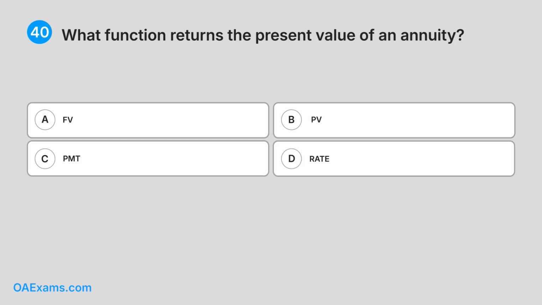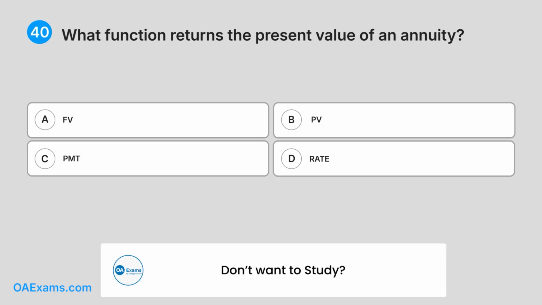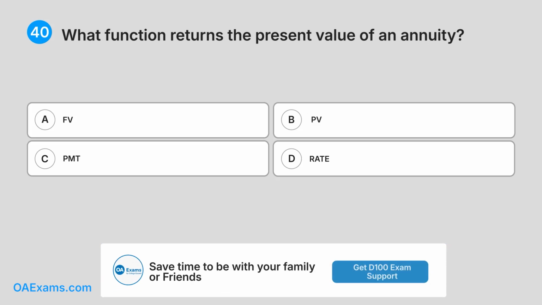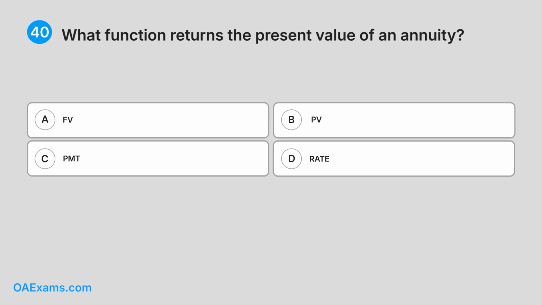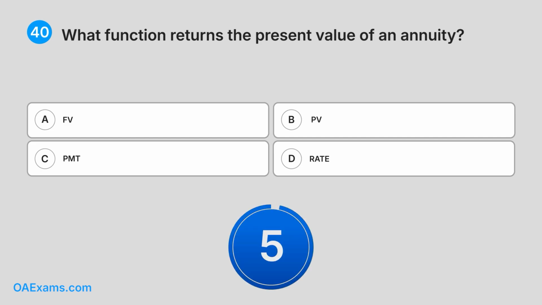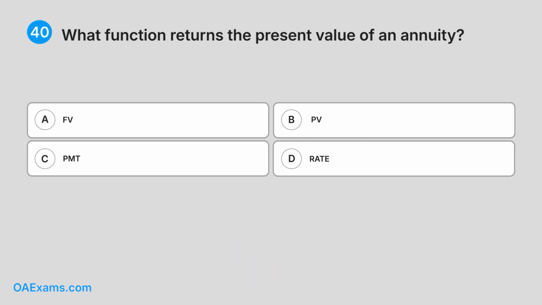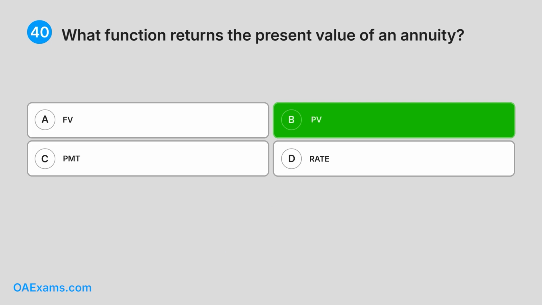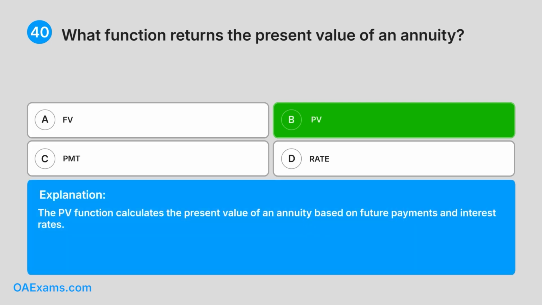40. What function returns the present value of an annuity? A. FV. B. PV. C. PMT. D. Rate. What do you think is the answer? Correct answer, B. PV. Explanation. The PV function calculates the present value of an annuity based on future payments and interest rates.